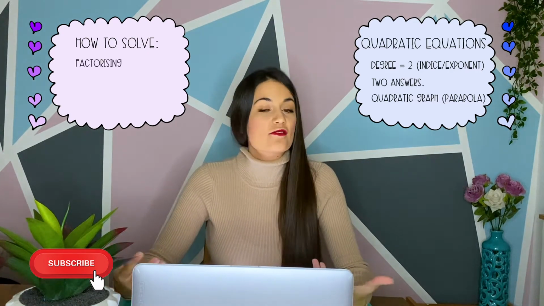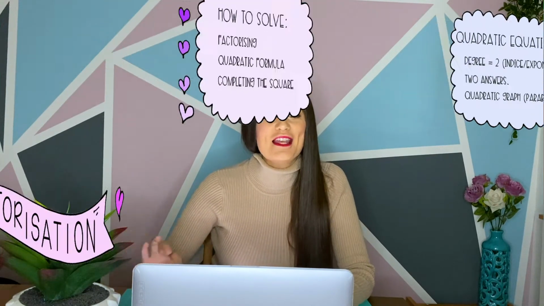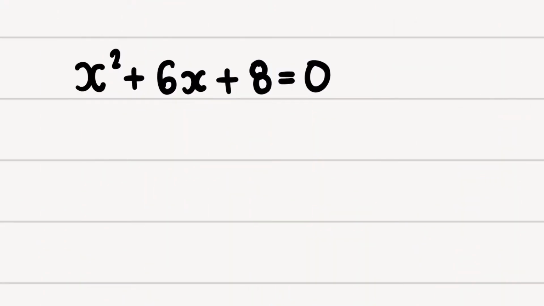There are three ways to solve a quadratic equation. The first way is factorisation. Then we have using the quadratic formula, and we could also complete the square. In this video, I'm going to be dealing with solving quadratic equations using factorisation. If we look at this example, we can see that our third term is a positive 8, and that's where we start. We start by looking at our third term.